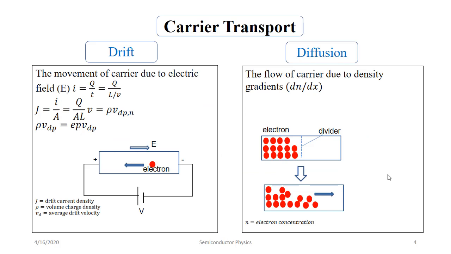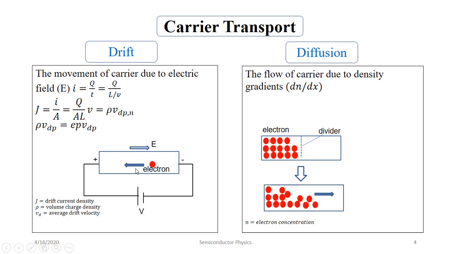There are two transport phenomena that we are going to work on: one is drift and the other is diffusion. As we know, in drift the movement of carriers is due to an electric field. For example, they generate some current when electrons move in a certain electric field. So how are you going to calculate the density? Obviously, there is some cross-sectional area through which the charges move, so you have a current density in this region.